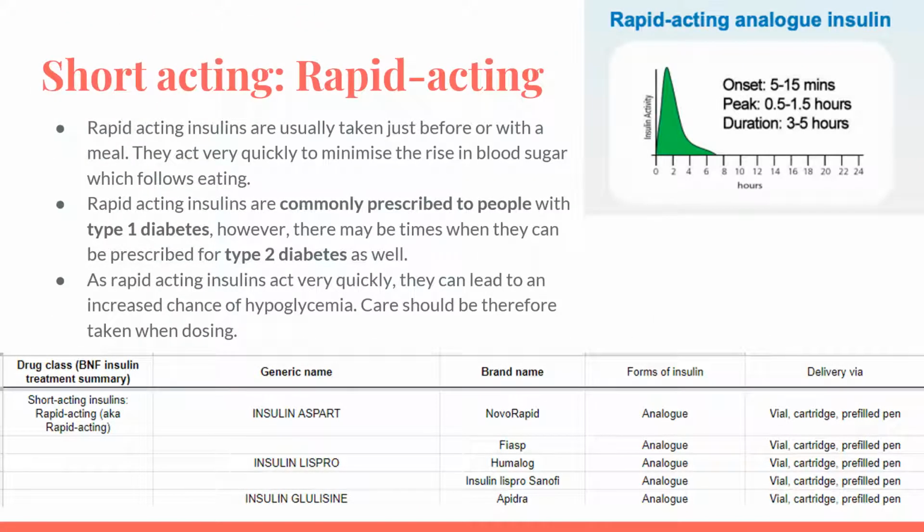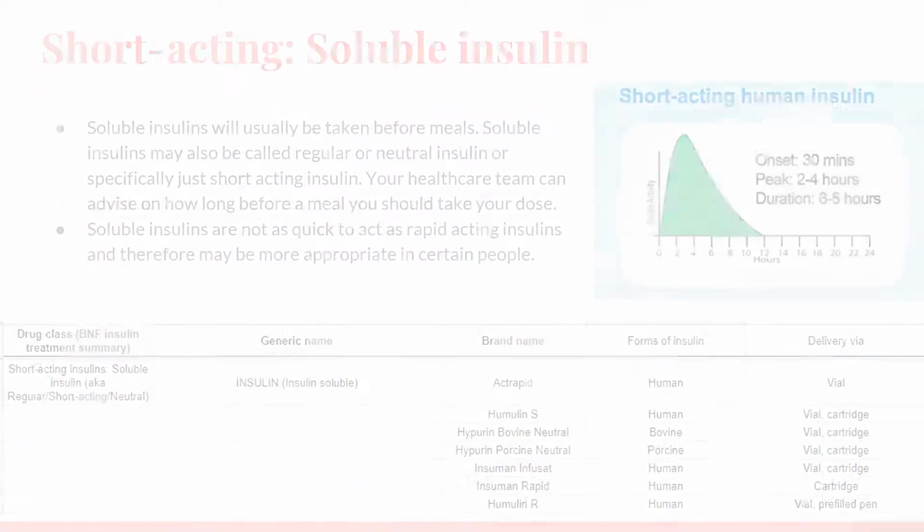Rapid-acting insulins are usually taken just before or with a meal. They act very quickly to minimize the rise in blood sugar which follows eating. Rapid-acting insulins are commonly prescribed for people with type 1 diabetes. However, there may be times when they can be prescribed for type 2 diabetes. As rapid-acting insulins act very quickly, they can lead to an increased chance of hypoglycemia. Care should therefore be taken when dosing.